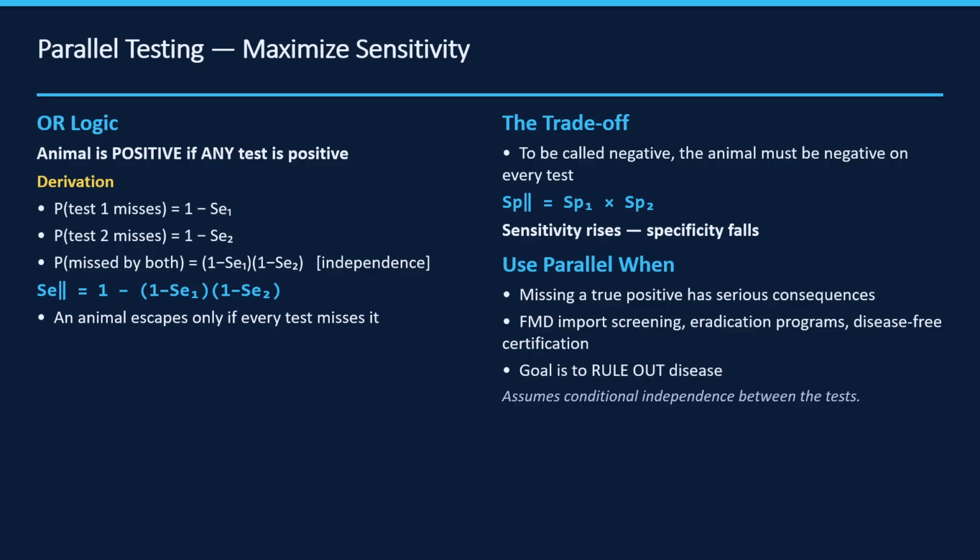Two mediocre tests together catch a lot, but there's a price, and the exam will make you pay it. To be called negative in parallel, an animal has to be negative on every test. So combined specificity is specificity 1 times specificity 2. It goes down. You use parallel testing when missing a true positive is the expensive mistake: import screening, FMD suspicion, eradication programs, disease-free certification. High sensitivity means a negative result really rules disease out.